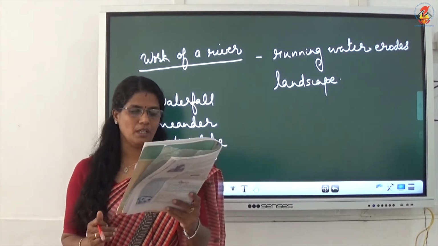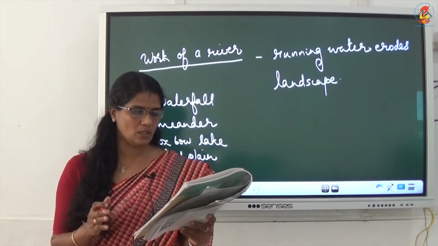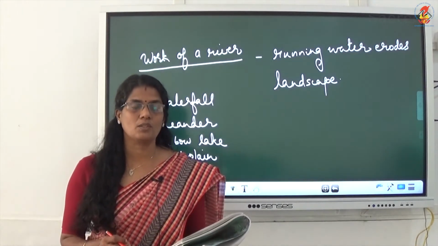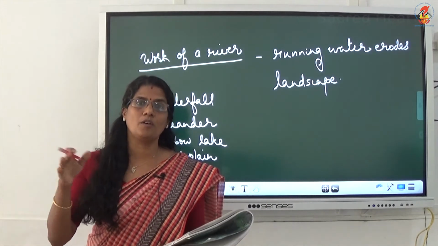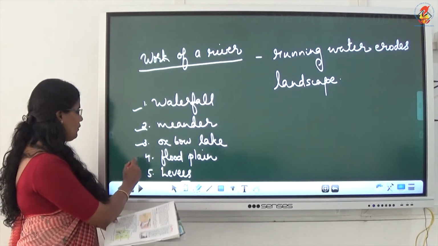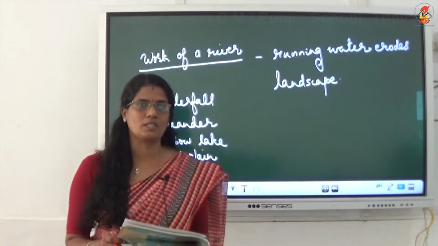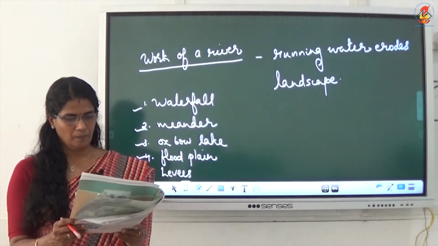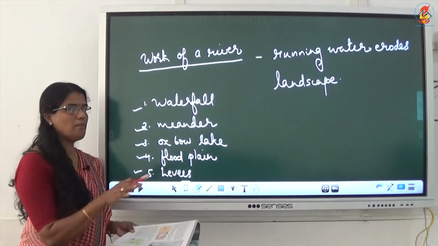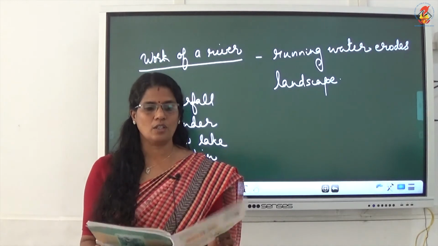Now when the river overflows, what happens? Floodplains are formed. Underline: as the river floods, it deposits layers of fine soil and other materials called sediments along its banks. So when the river overflows the banks, fine soil is deposited and floodplains are formed. The raised river banks are called levees. This much you have to study from work of a river.